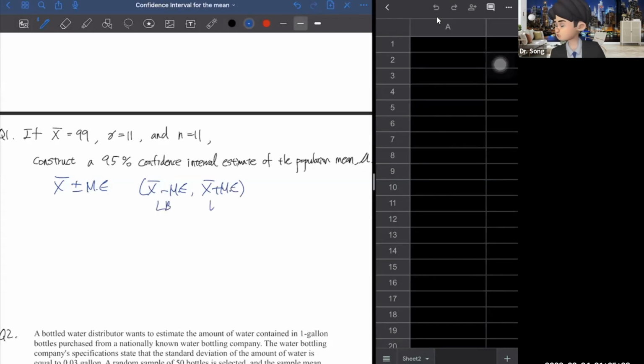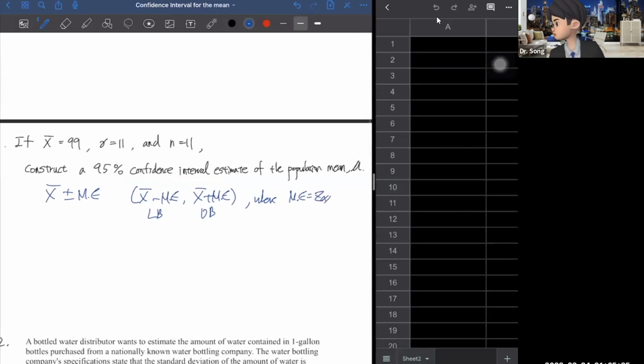This is the lower bound and this is the upper bound. And where this margin of error is Z alpha over 2, that we call the critical value, times sigma over square root n, that we call the standard error. So let's calculate it. So here, the margin of error is the following.